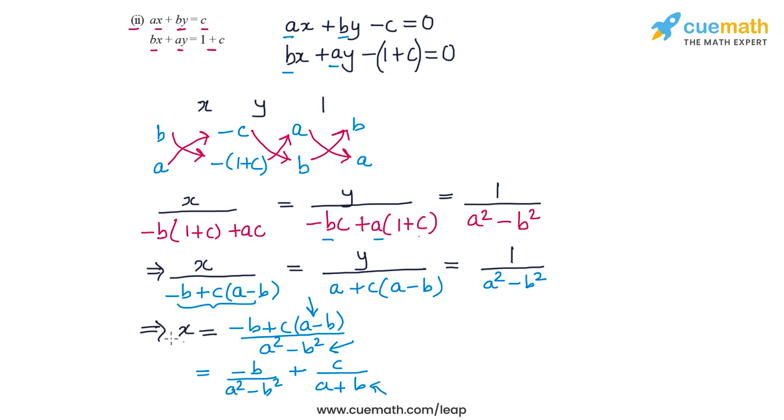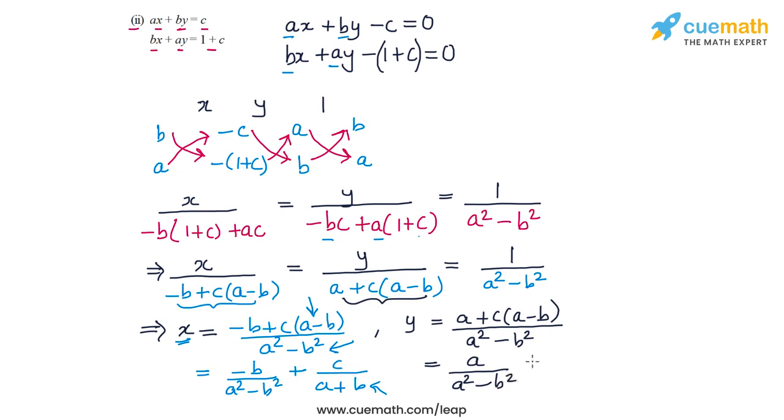So that's how you can write this expression for x. And similarly y is equal to this expression: a plus c times a minus b by a square minus b square. I can separate out the terms in the numerator and write this as a by a square minus b square plus c by a plus b, again doing what I did with x. So the answer to this part is the value of x is equal to this expression and the value of y is equal to this expression.